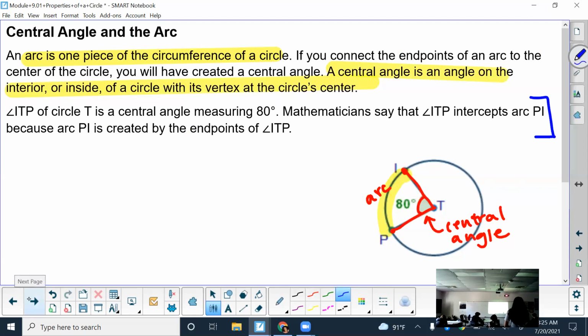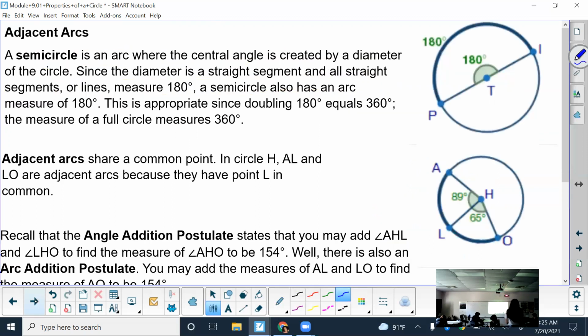All right. So next page. Then we have other verbiage. So we have things like semicircles. That would be an arc where the central angle is created by the diameter. I've always thought of it as half a circle anyway. All right, so that's a semicircle.